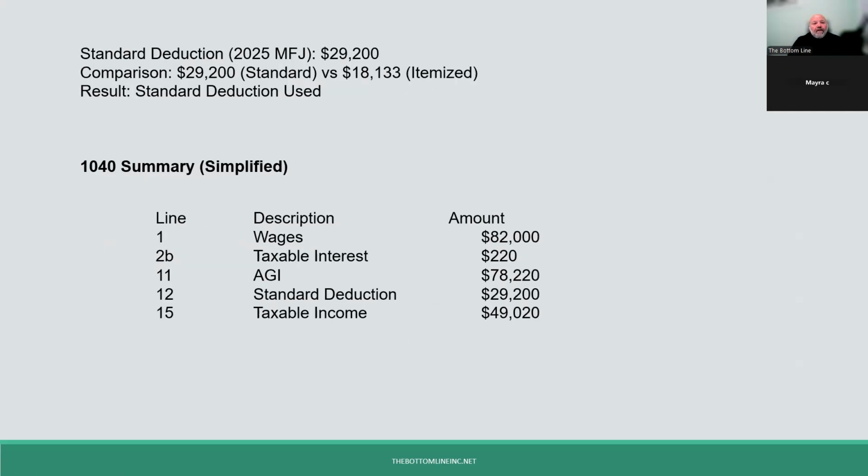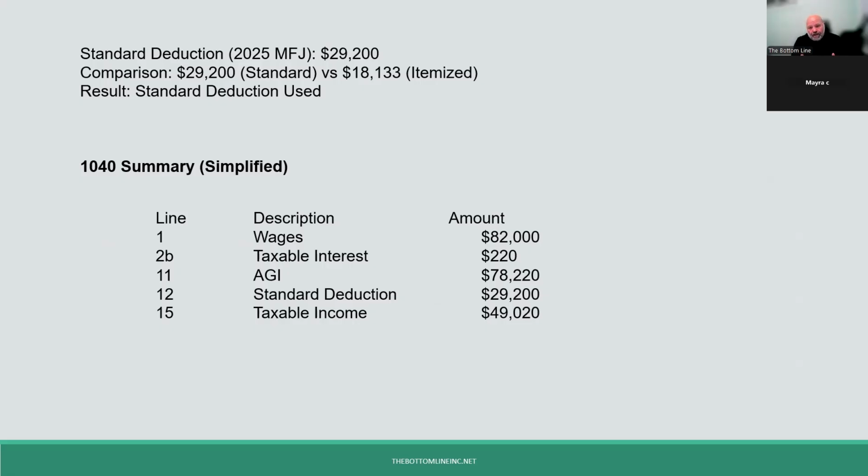And then we look at the standard deduction for married filing jointly of $29,200 versus the itemized of $18,133. We want to use the standard deduction. So all of the charity that they gave and all their medical expenses don't really matter. They're going to get the same amount as someone who had none of those. They're going to get this $29,200 because you want to take the larger deduction.